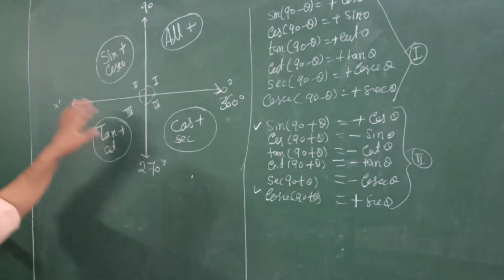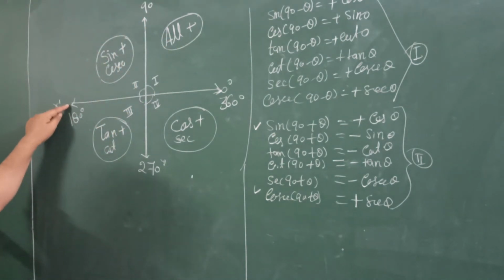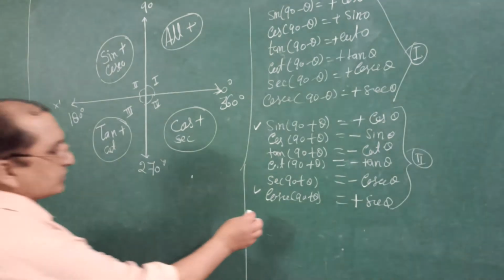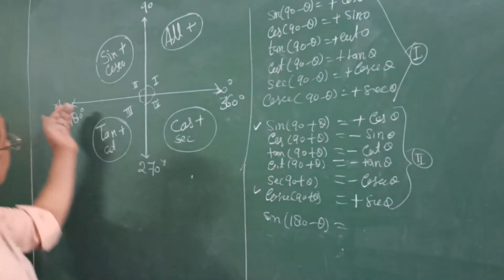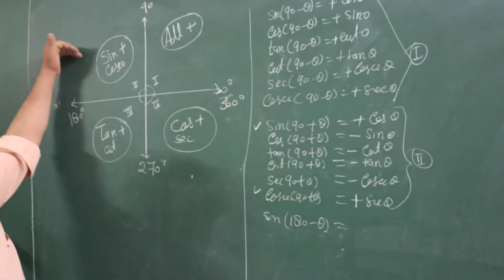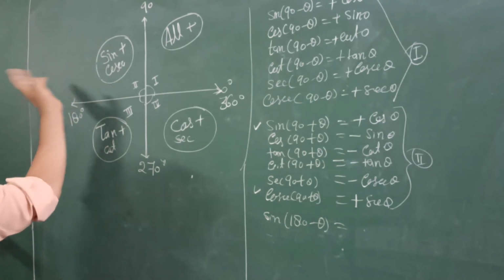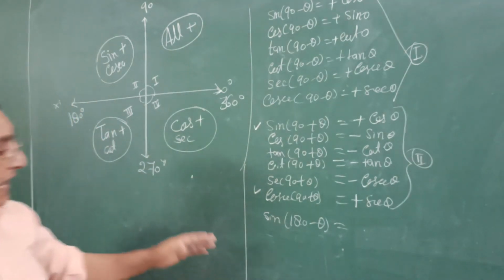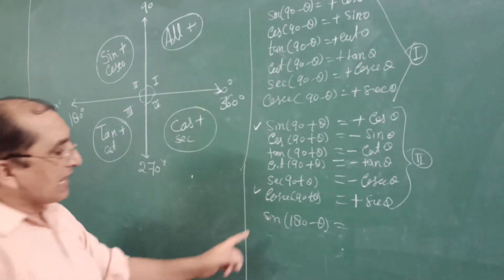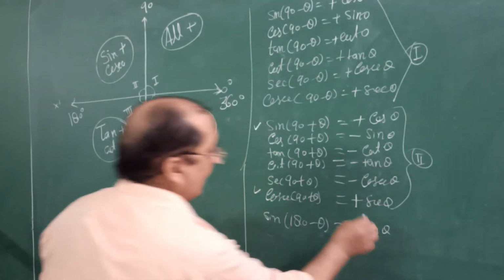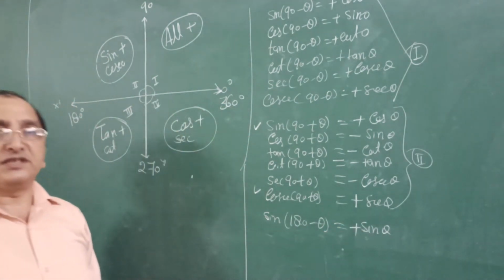Now come to the next. After 90 minus theta and 90 plus theta, we will come to this point: 180 minus theta, then 180 plus theta. Then how can we solve? Sine 180 minus theta. 180 minus theta means we are coming back to the second quadrant. So sine 180 minus theta, I already told you at these two points the trigonometric value will not change. Sine will come sine theta, and we know that the value of sine theta in the second quadrant is positive, so it will become positive.